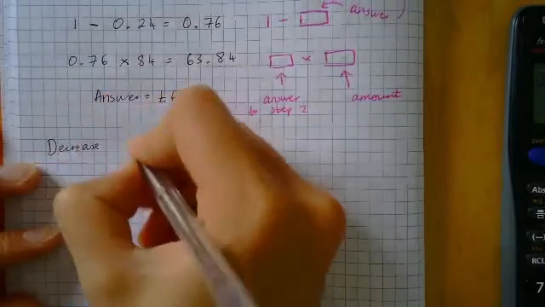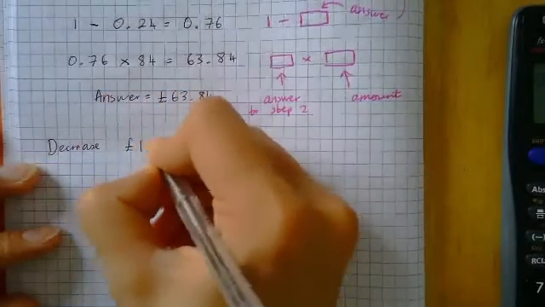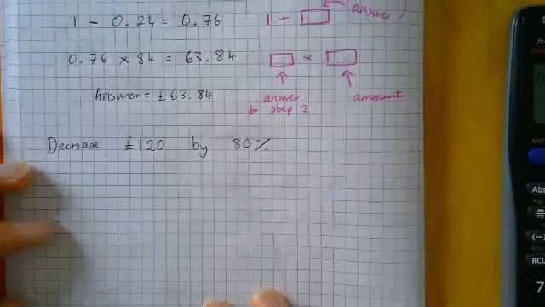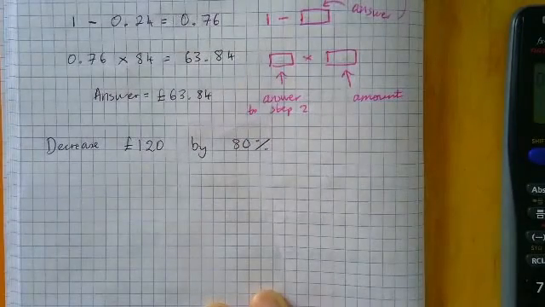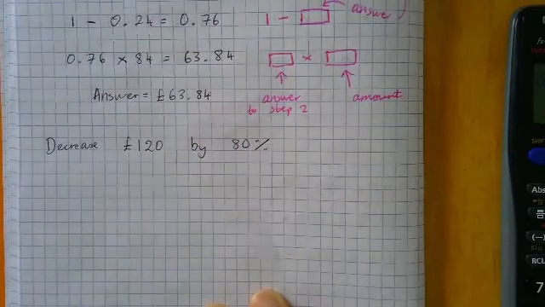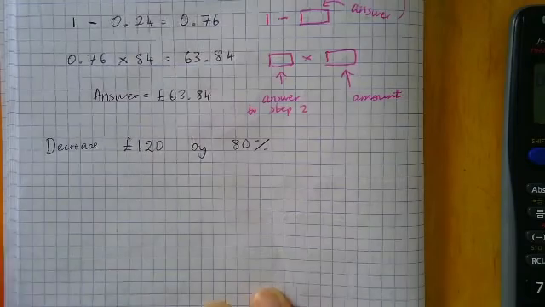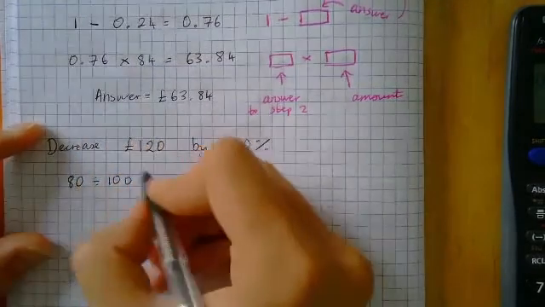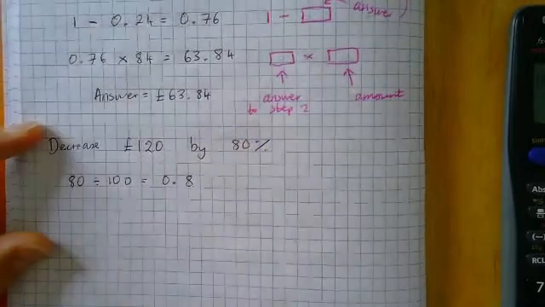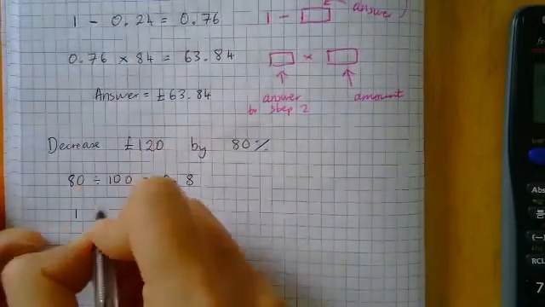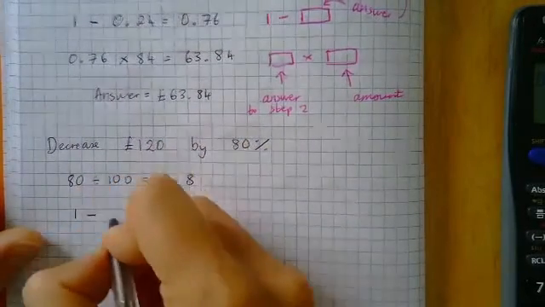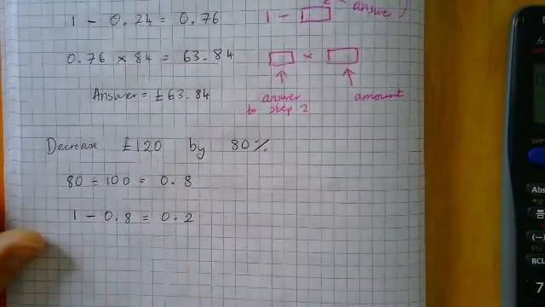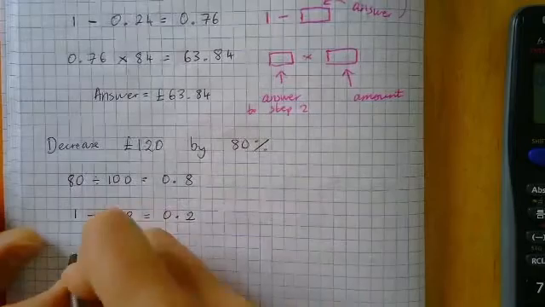So let's have a look at decrease. Let's do another money one. £120 by 80%. So this is a really big clearance sale. It was £120 and they're trying to get rid of it. They were going to reduce the price by 80%. So percentage divided by 100, that will give me 0.8. Then I'm going to have 1, and because it's a decrease, I'm going to have 1 minus 0.8, which is going to give me 0.2.